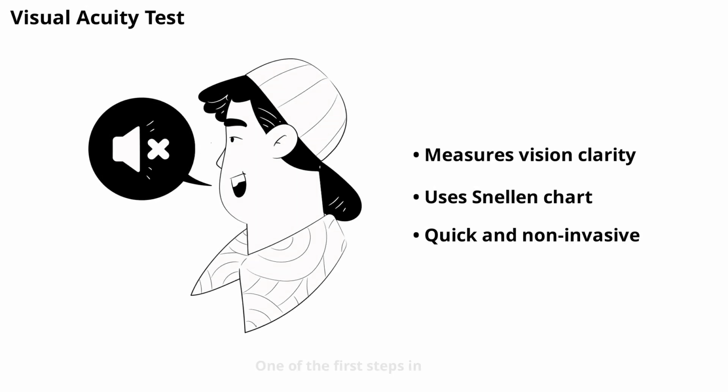One of the first steps in evaluating cataracts is the visual acuity test. This test measures how well you can see at various distances, typically using a Snellen chart with rows of letters that decrease in size. The patient reads the letters aloud, and the results help determine the extent to which cataracts are affecting vision. Visual acuity testing is quick, non-invasive, and provides valuable information about the clarity of vision. It's often the starting point for further eye examinations and helps guide the next steps in cataract evaluation.